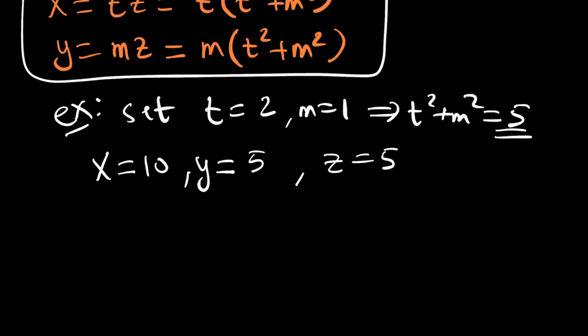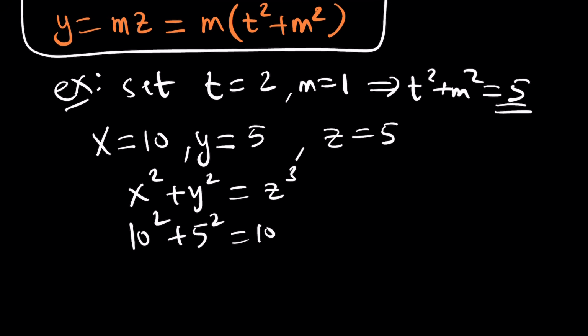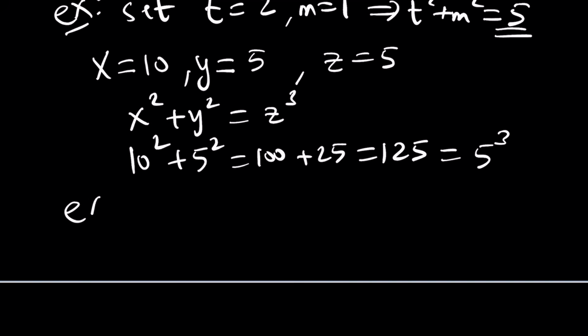Let's test it. Our equation was, remember, x squared plus y squared equals z to the third power. Now we have 10 squared and 5 squared, which gives us 100 plus 25, which is equal to 125, and that is equal to 5 to the third power. So it actually worked.